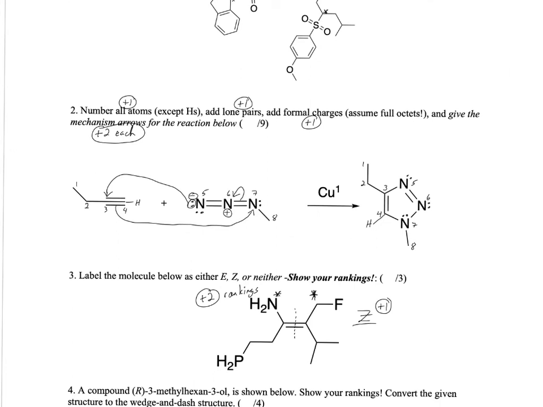So this second one: number all the atoms except the H's. You gotta remember, if I ask you to number the atoms, make sure you number the atoms. It didn't matter how you numbered them, but you probably should have different numbers for each piece. Add lone pairs: 2 lone pairs on this nitrogen, 1 on this one. Formal charges: there's a negative charge on this nitrogen, it only has 2 bonds, right? Assuming full octets. Plus charge here.